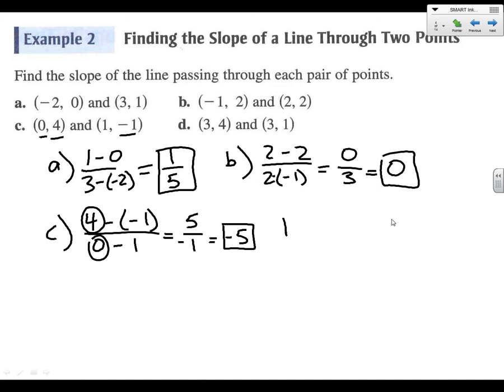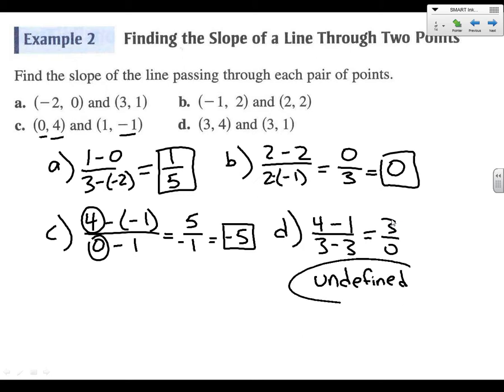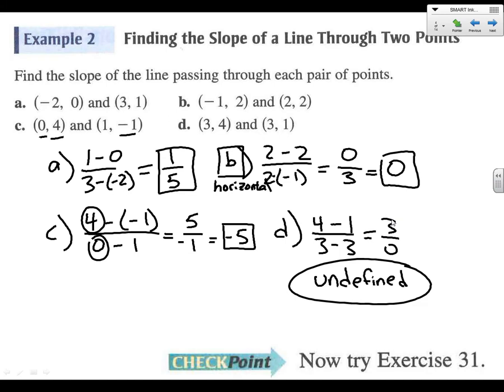Let's do that down here as well. 4 minus 1 over 3 minus 3. You've got 3 over 0, so this is undefined for your slope. You cannot divide by 0. Undefined slope means a vertical line, straight up and down. Quick mental check: which one of these, A, B, C, or D, is a horizontal line? If you said B, you are correct. Give yourself a pat on the back. Try that one for yourself, exercise 31.